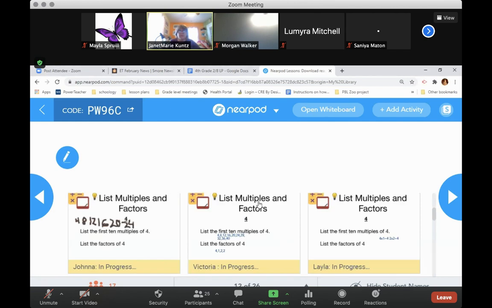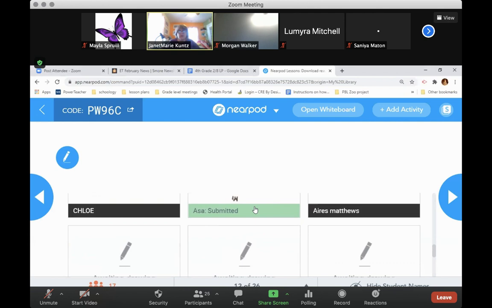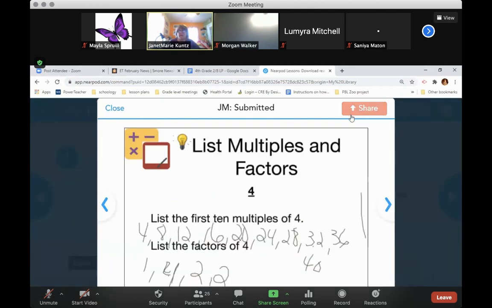All right, this is what you should have gotten. Oh, Miss Farr did not pay attention to the directions. For the first 10 multiples: 4, 8, 12, 16, 20, 24, 28, 32, 36, 40. The factors of 4 are 1, 4, 2, and 2.